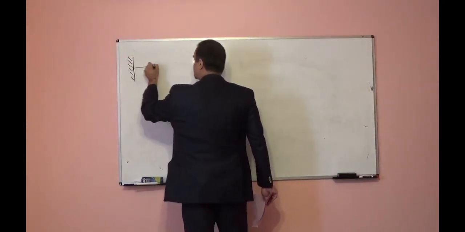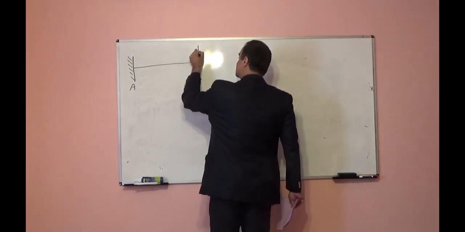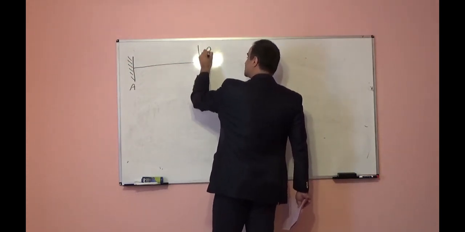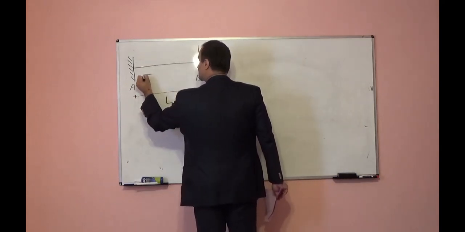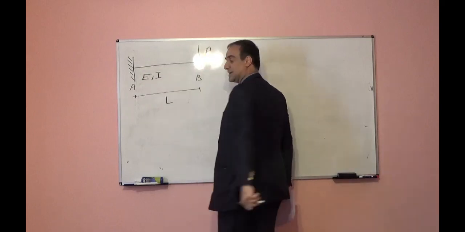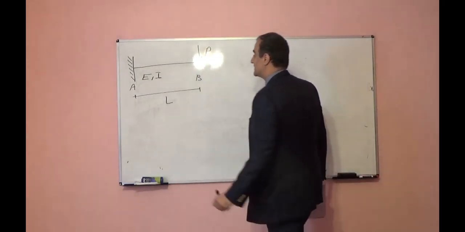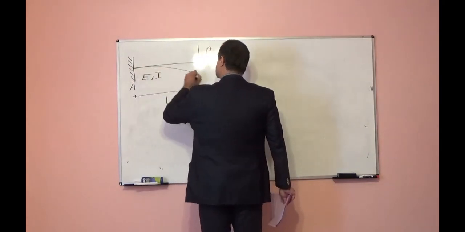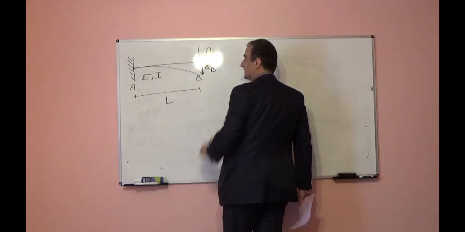It means one end is a fixed support, the other end is free, subjected to a concentrated load at the free end. The length is L, Young's modulus E, moment of inertia I. We want to find the maximum deflection, or the deflection at point B. What we will do, we want to find delta B.